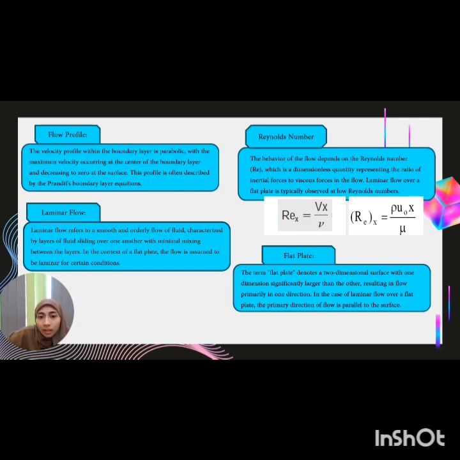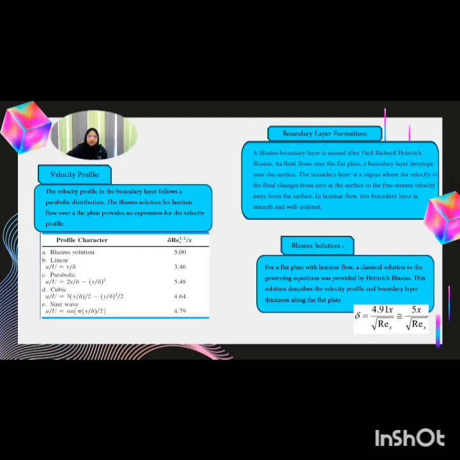velocity multiplied by length over nu, which is the velocity profile in the boundary layer for the parabolic distribution. The Blasius solution for laminar flow over a flat plate provides an expression for velocity profile. As we know, for this simulation we will use the linear profile, which is u over U equal to y over sigma. As you can see, there are other profiles, which are parabolic, cubic and sine wave.